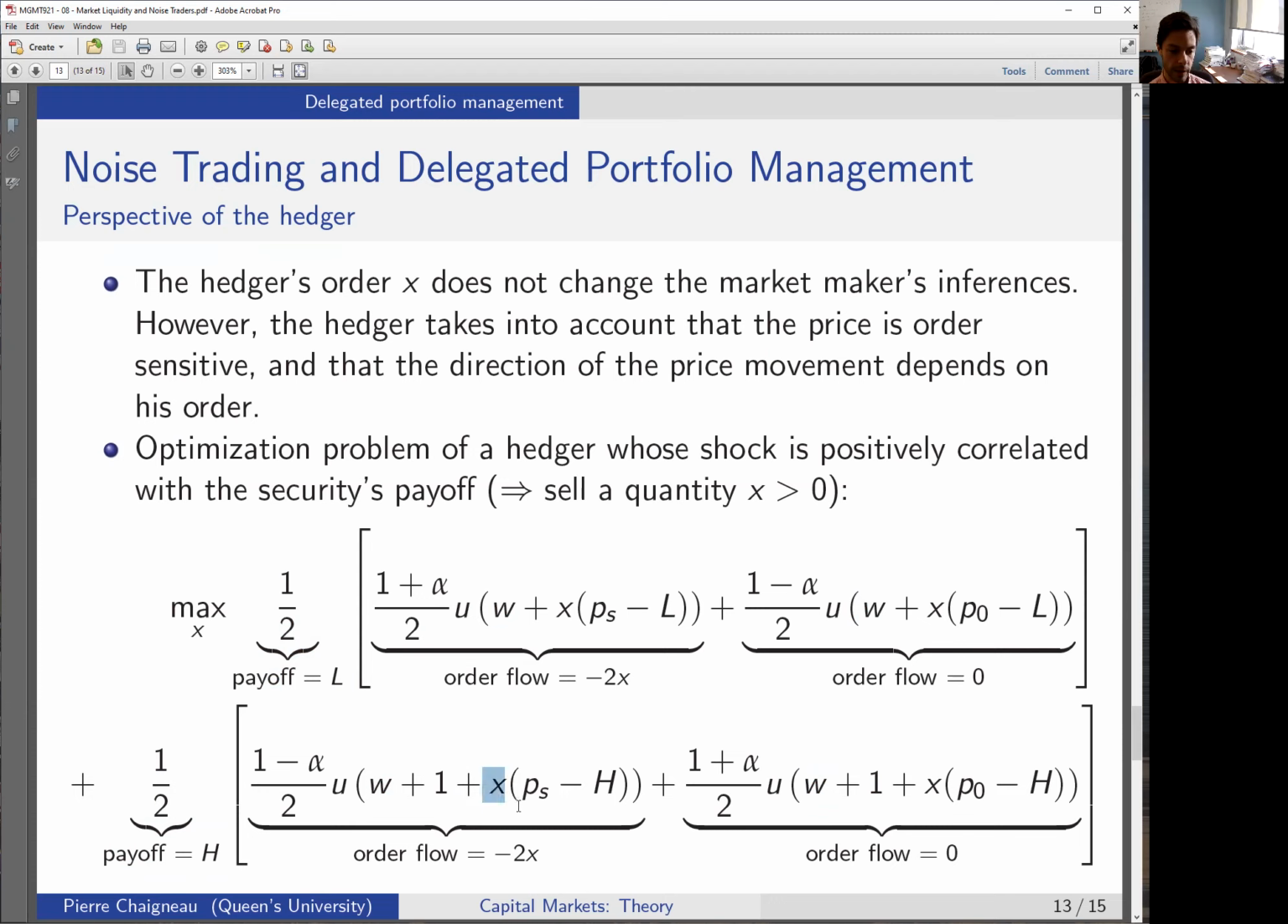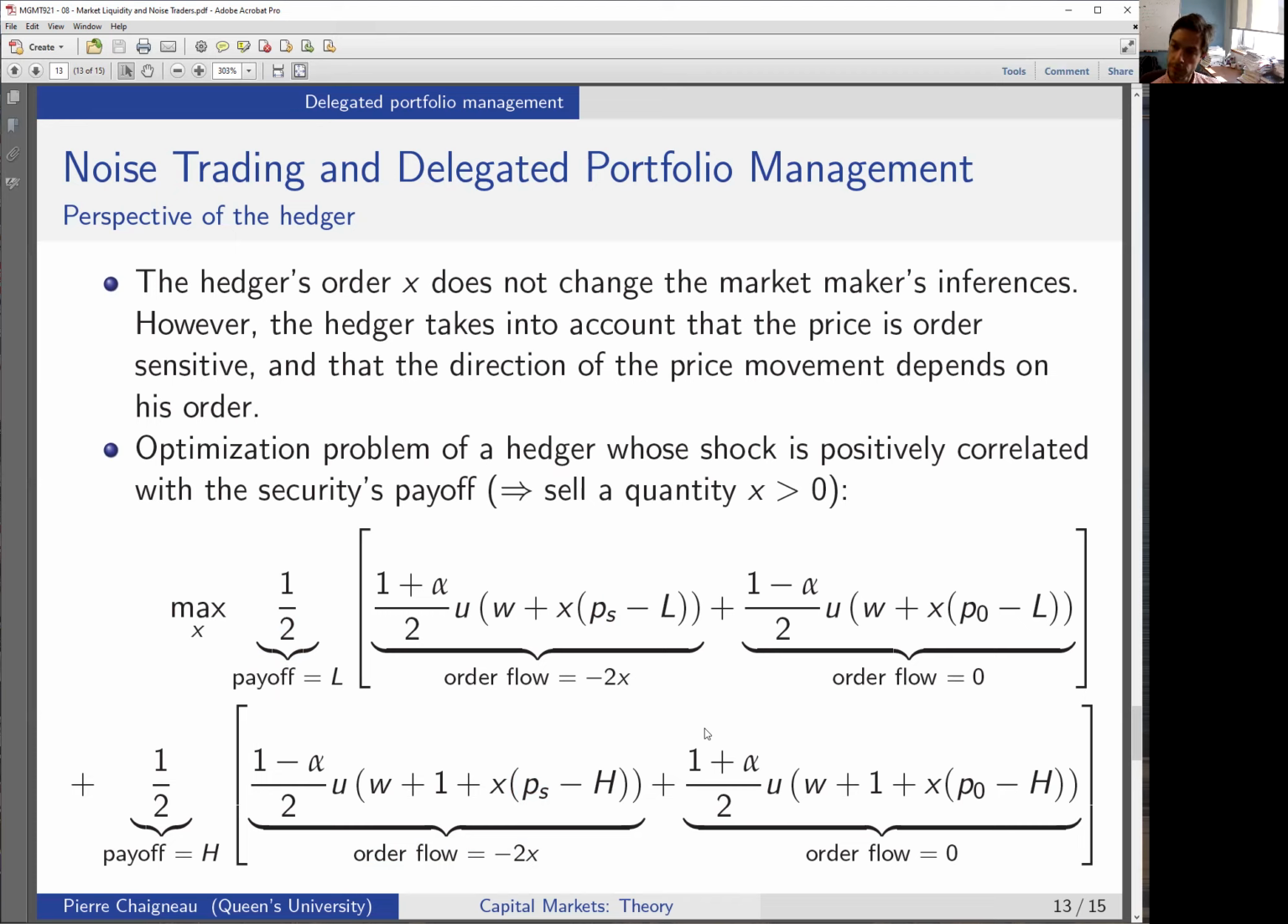So still the hedger is selling. And so the net payoff from the position will be equal to X, the quantity sold, times the price at which the hedger sold minus the price at which the asset was bought back. And so now, of course, the payoff is H, and so you must buy back the asset at this price, not at this price. Otherwise, it's still the same, right? When the order flow is 0, the price is P0, just like it was up here. And when the order flow is negative, the price is PS, just like it was up there.